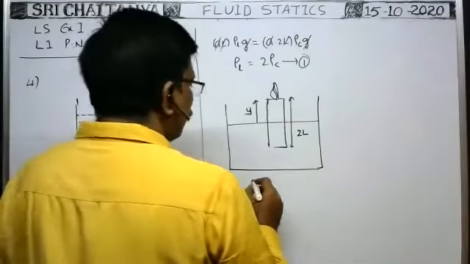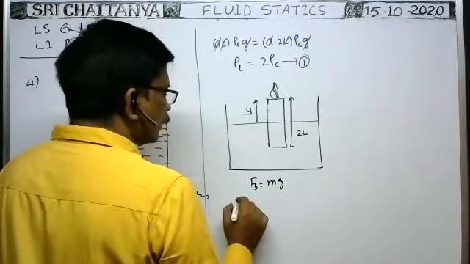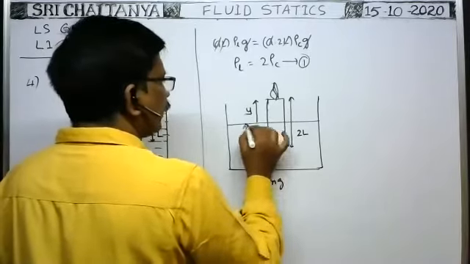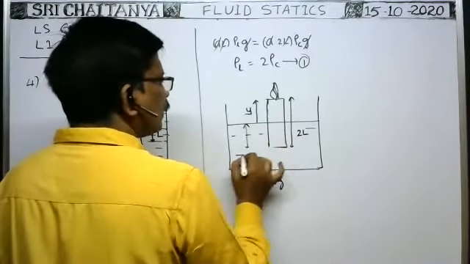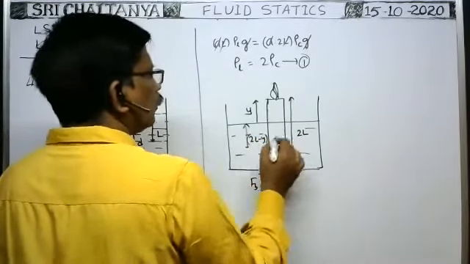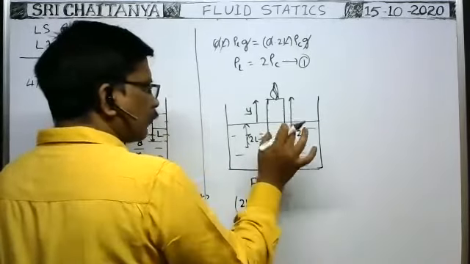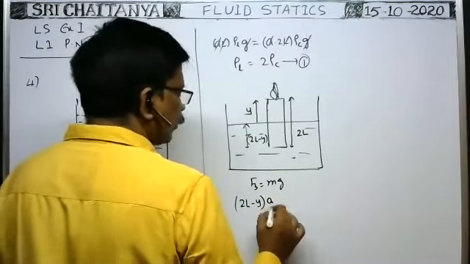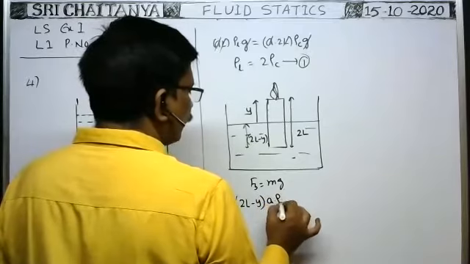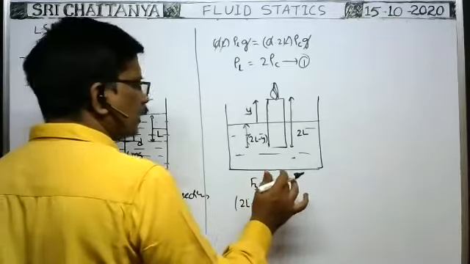Now tell me, according to the buoyancy principle, FB is equal to weight mg. FB means the volume of the liquid displaced by the candle. That is equal to the height of the candle inside the liquid, 2L minus y. 2L minus y is the length of the candle submerged inside the liquid, times the area of cross section small a, which gives the volume, times the density of the liquid displaced, rho L. This gives the mass of the liquid displaced.